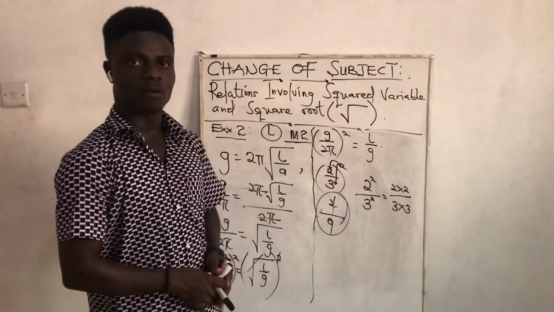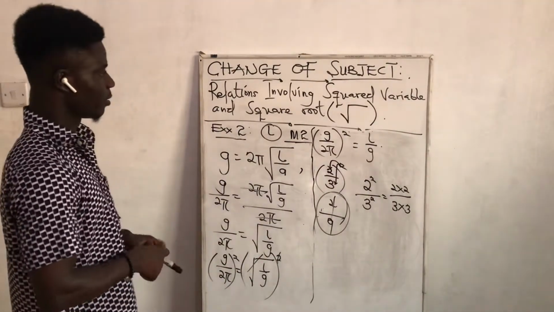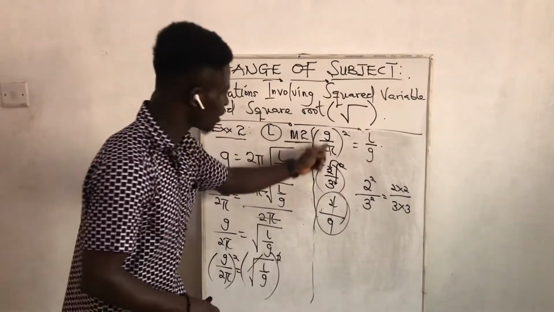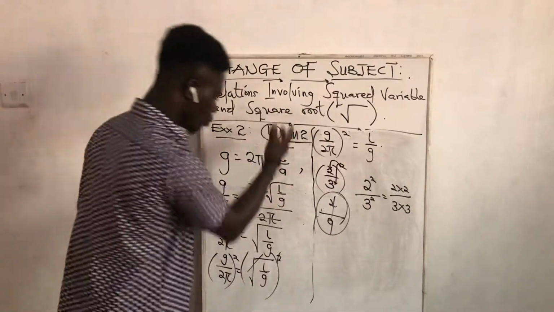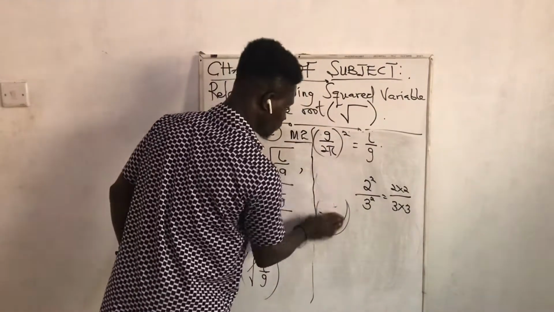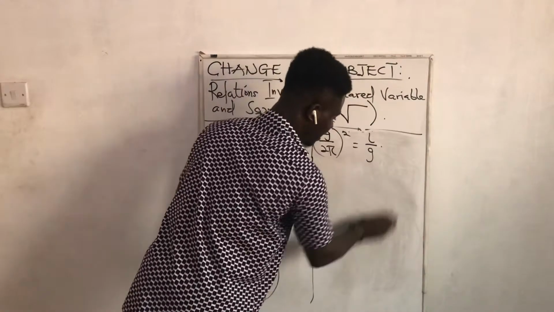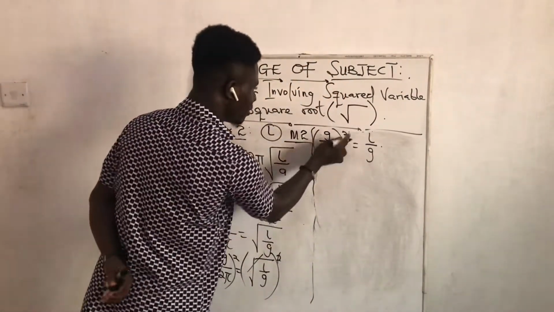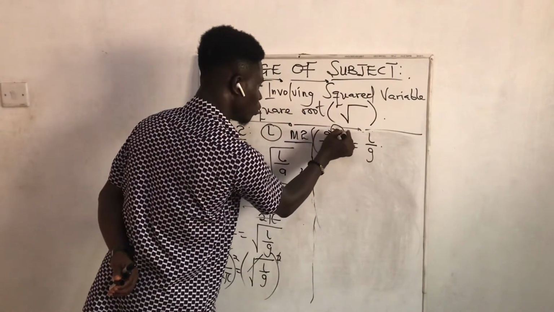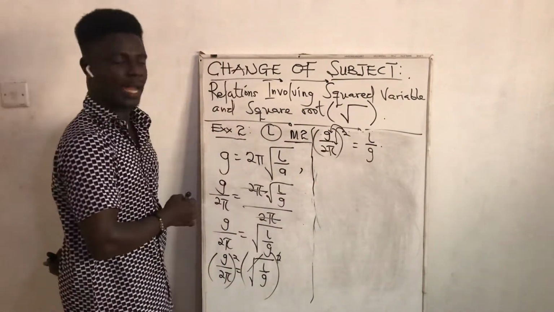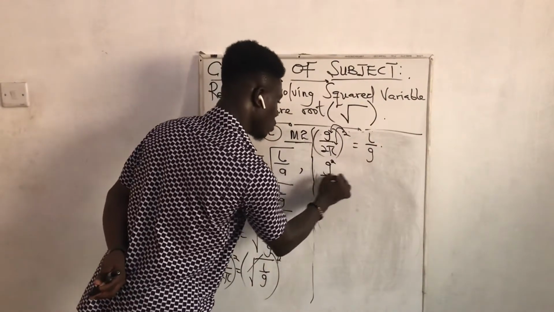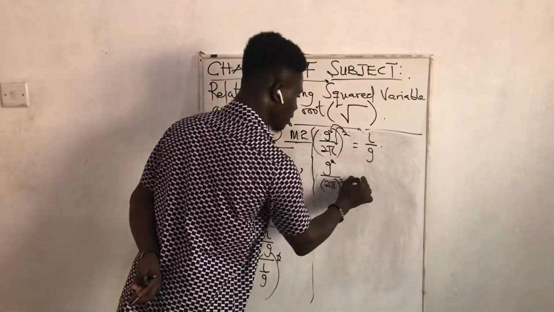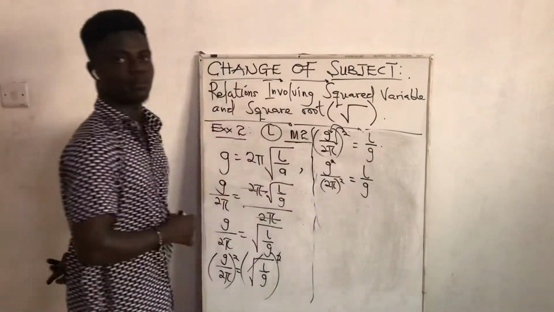So this is how we can do that. 4 on 9. So if I have G on 2 pi all squared, how will we solve that? From this understanding, the example here, we can do that. So these two affect G, and also affect the whole of 2 pi. So I have G squared all on 2 pi, all squared, equals L on G.